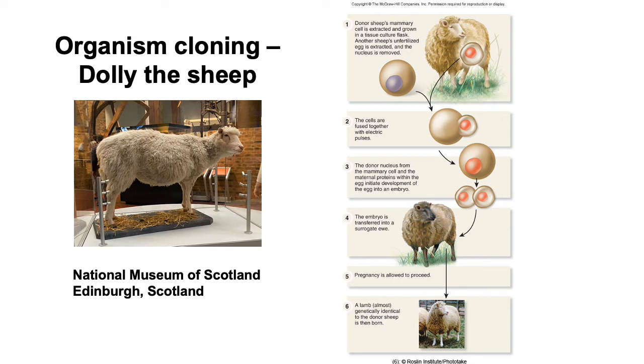So if we look at the top panel, the DNA was taken from the donor sheep, and you can see that that's the red nucleus there. And then that nucleus was fused into an egg, a donor egg, and then that egg was put into a surrogate ewe, and then that egg was able to develop into what we now know as Dolly.